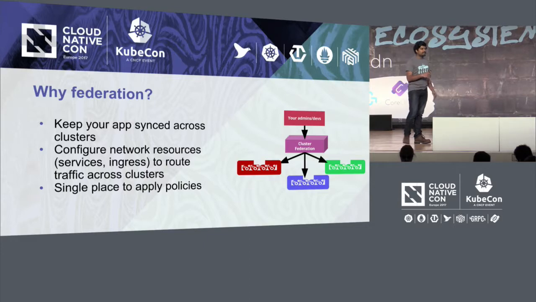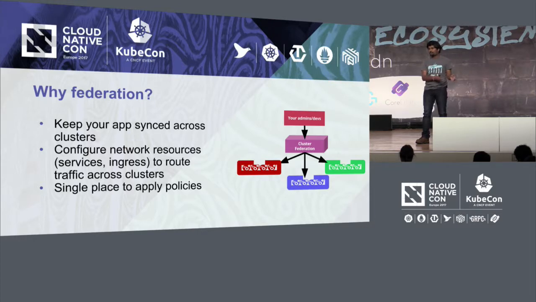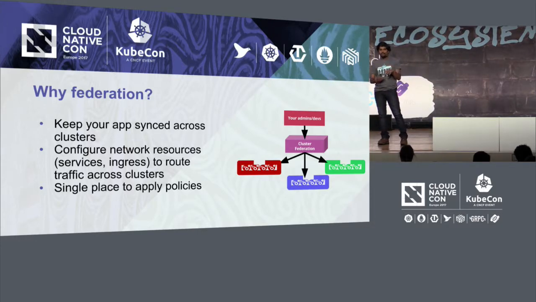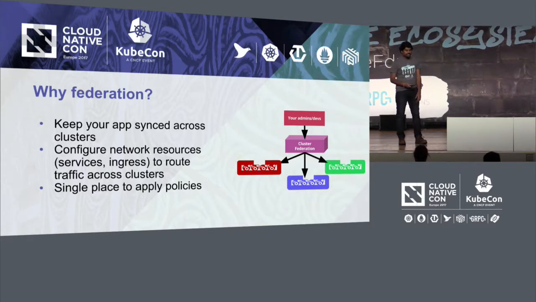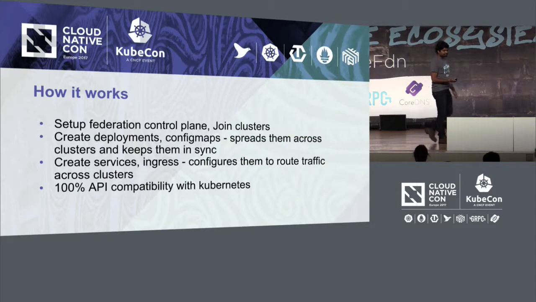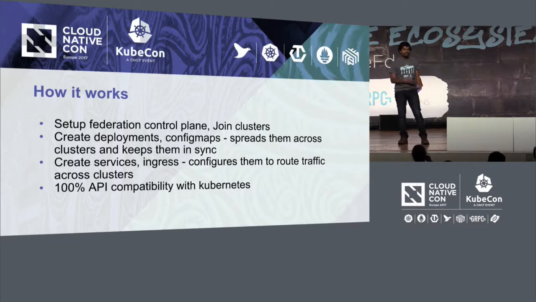And now, since your developers or your admins are talking to this single federation control plane instead of talking to each of those individual clusters, this becomes the single place where you can apply all your policies, like scheduling policies or auth policies, everything. You apply those policies in federation, and federation gives you a single point where you do that. So if you want to know how it really works, you first have to set up a federation control plane, and then you can join all the clusters that you want to federation. Once you've done that, you can use federation as you'd use Kubernetes.